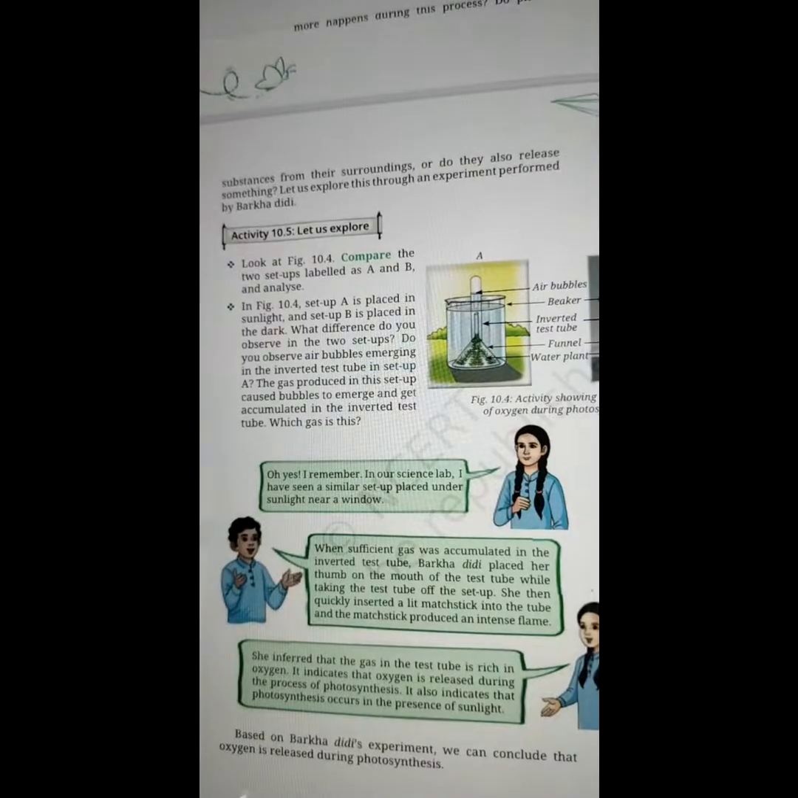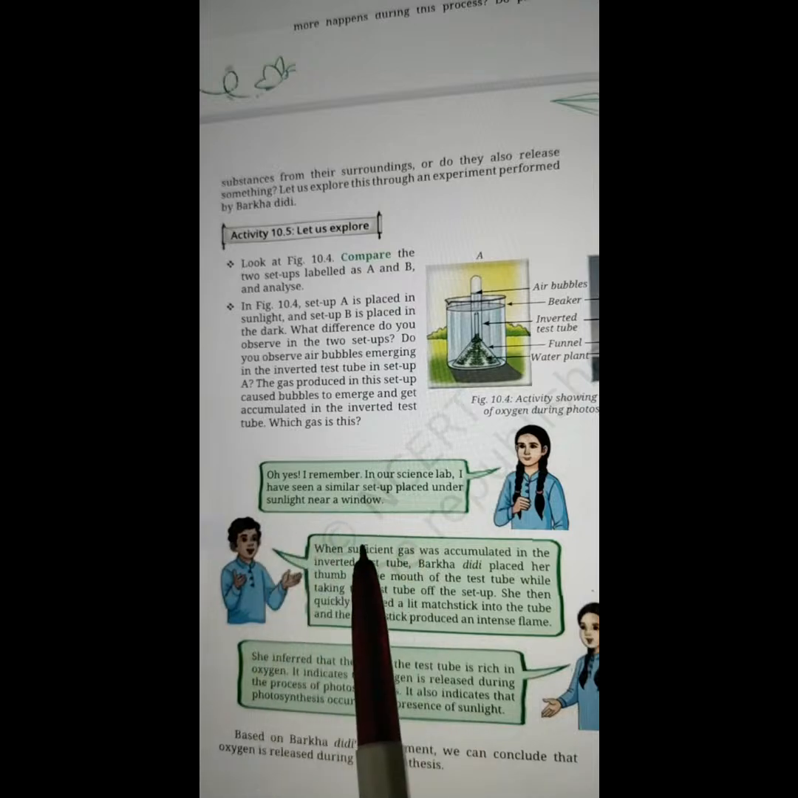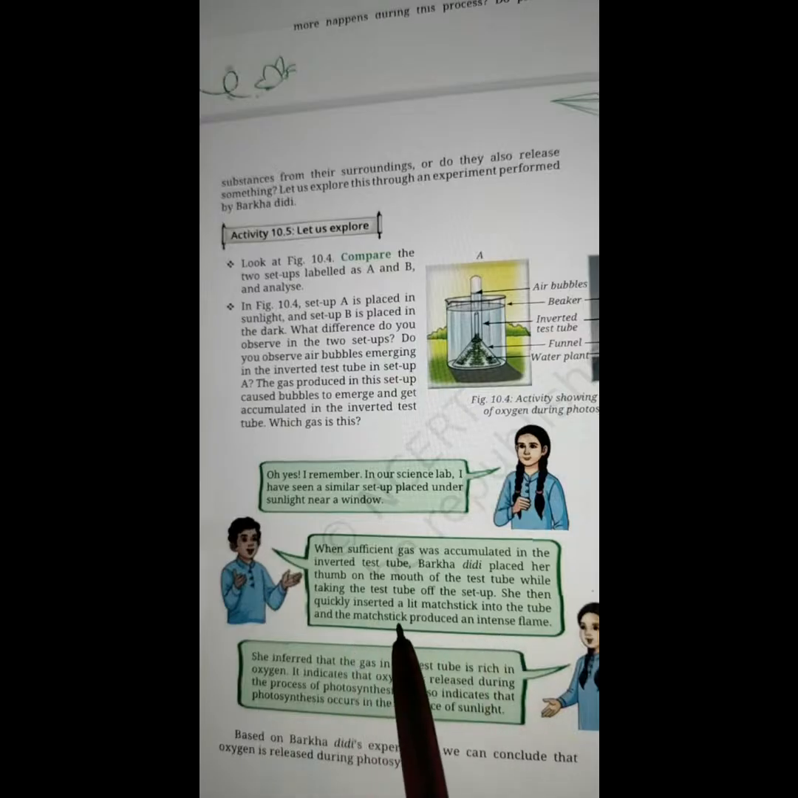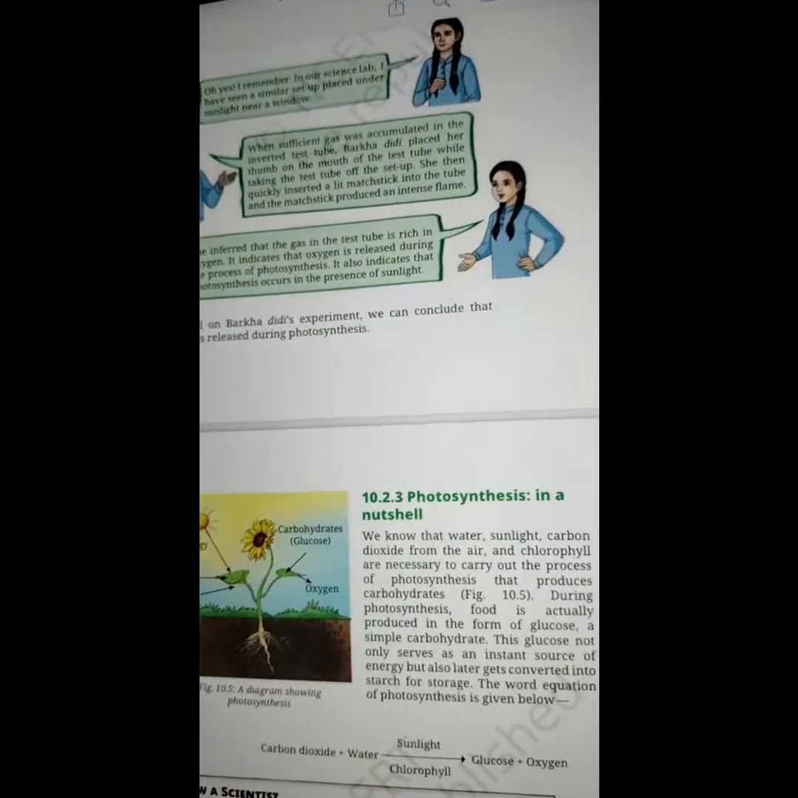Oh, yes, I remember in our science lab, I have seen a similar setup placed under sunlight near a window. When sufficient gas was accumulated in the inverted test tube, Barkha Didi placed her thumb on the mouth of the test tube while taking the test tube off the setup. She then quickly inserted a lit matchstick into the tube, and the matchstick produced an intense flame. She inferred that the gas in the test tube is rich in oxygen. It indicates that oxygen is released during the process of photosynthesis. It also indicates that photosynthesis occurs in the presence of sunlight. Based on Barkha Didi's experiment, we can conclude that oxygen is released during photosynthesis.